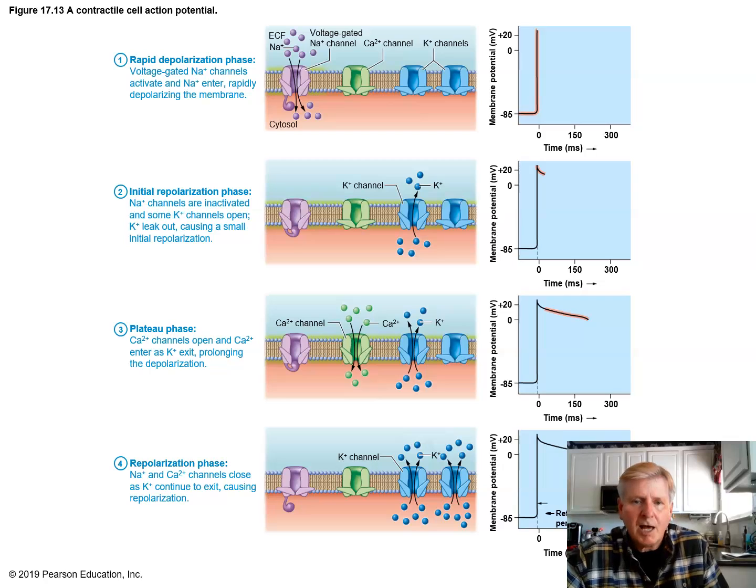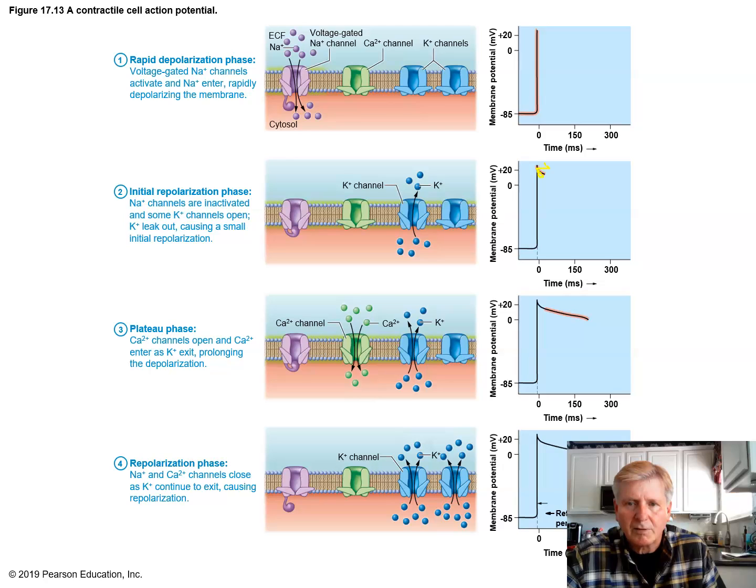Then at the very top of this depolarization phase, the sodium channels are inactivated, and then you get some of the potassium channels opening up. And that causes potassium to slowly leak out. So when potassium leaves the cell, that causes the membrane potential to become more negative. So you get this little dip here at the very top of the depolarization phase. That's because you get some of the potassium channels opening up, but not all of them.